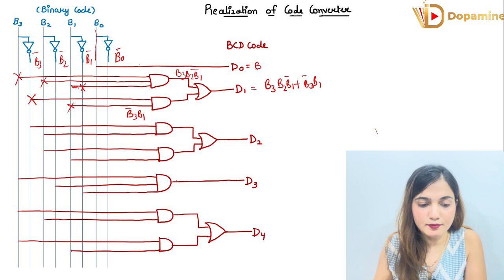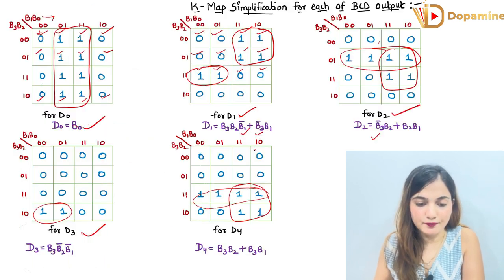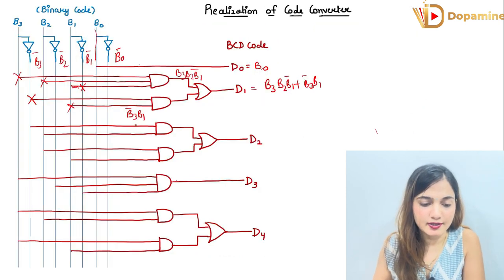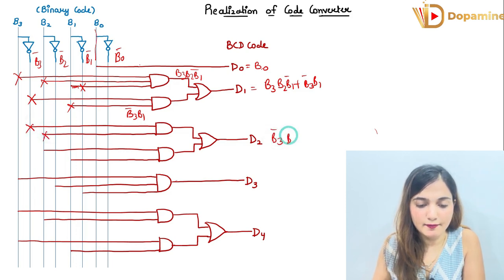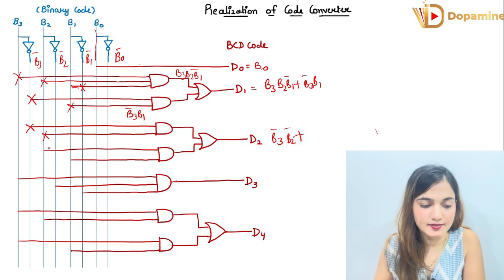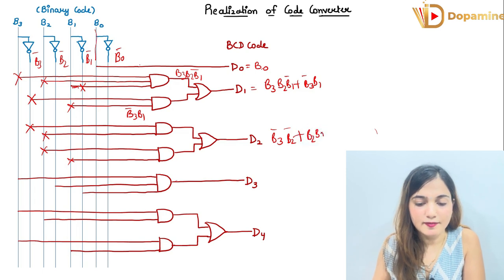D0 was equal to B0, right? Then we have D2. If you check D2, it is B3 bar B2 plus B2 B1. So here you can check it is B3 bar B2, going to the AND gate, so they are multiplied. Then to the OR gate, so we will be adding some things. What are we adding? B2 and here B1. So B2, B1 we are adding. Similarly, we can make D3 and D4 also.